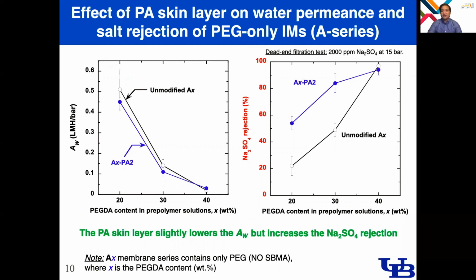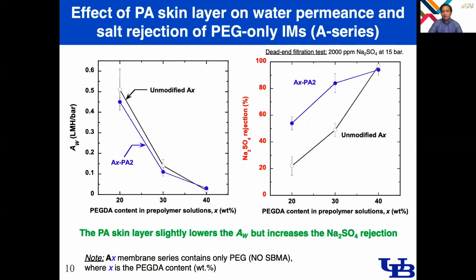As shown in these two figures, increasing the PEGDA content from 20 weight percent to 40 weight percent reduces the water permeance but increases the salt rejection due to the increasing cross-link density. On the other hand, the addition of the polyamide skin had negligible effect on water permeance but increases the salt rejection. For example, A30 and A30PA2 membrane exhibit similar water permeance around 0.12 LMH per bar, while the salt rejection increases from 49% for A30 to 84% for the A30PA2 membrane.